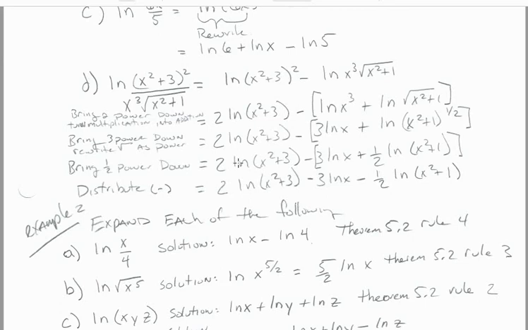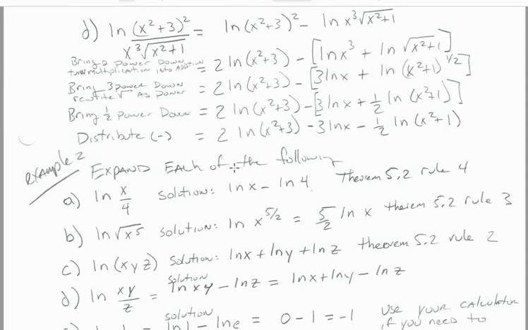And then on that next step, I'm going to leave the first part alone, and leave the second part alone. Then I'm going to bring that 1/2, that power rule, down in front. So I'm going to end up with 1/2 natural log of x squared plus 1 on the right hand side. The last thing is I need to distribute that negative through. So the final expansion on this problem would be me rewriting this as 2 natural log of x squared plus 3, minus 3 natural log of x, minus 1/2 natural log of x squared plus 1.